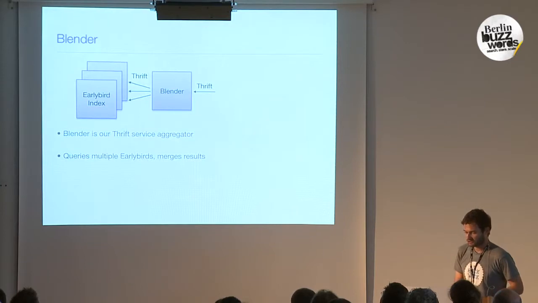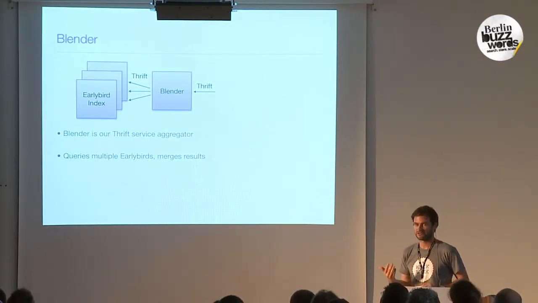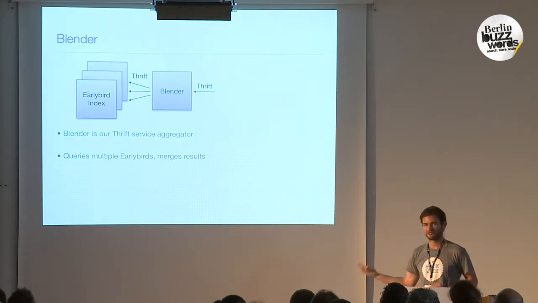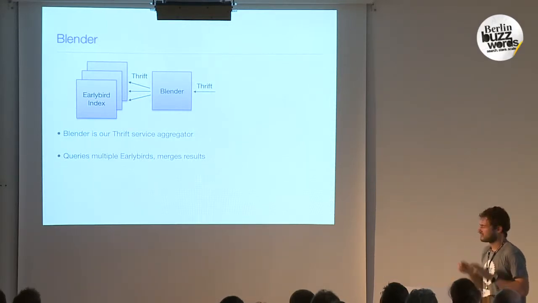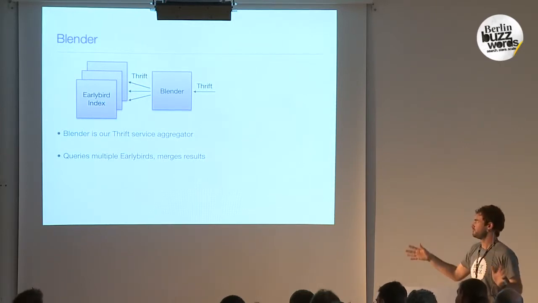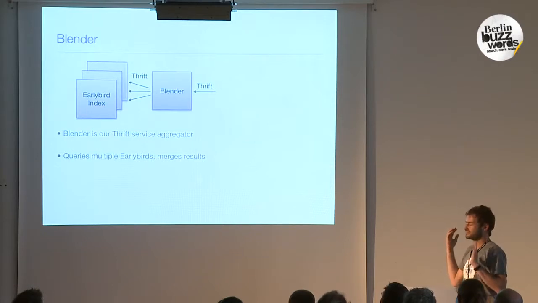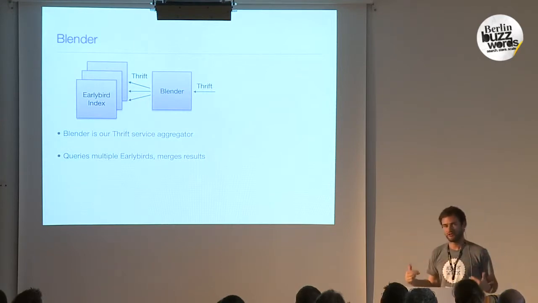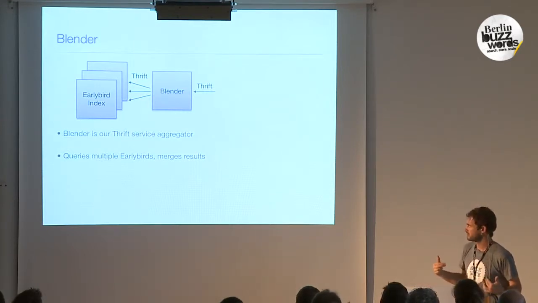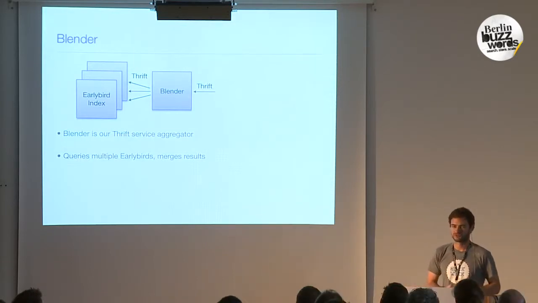We have another component called the Blender. The Blender is a Thrift aggregation service. So the Blender is a component that receives search requests from the front end or from the component that renders the API, and fans out those Thrift requests to the different Earlybird machines. I'm going to show you in a second that we have a hash partition layout. So Blender takes care of sending the query to a covering set of Earlybird indexes, and then receives the responses from all those indexes, merges them together, and returns them to the caller.